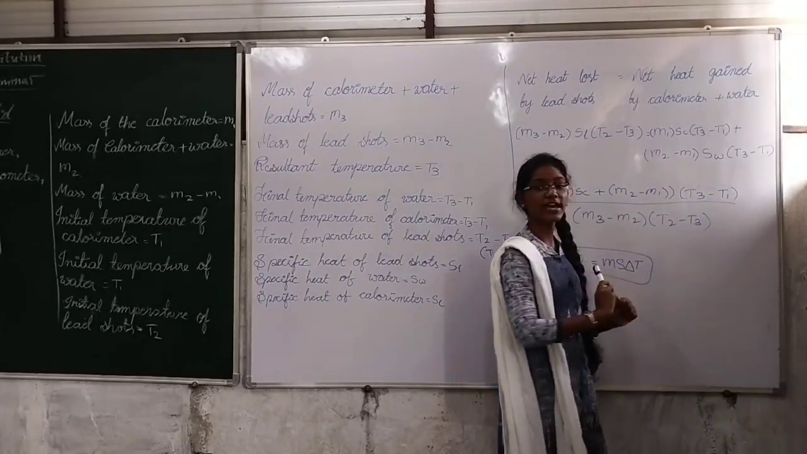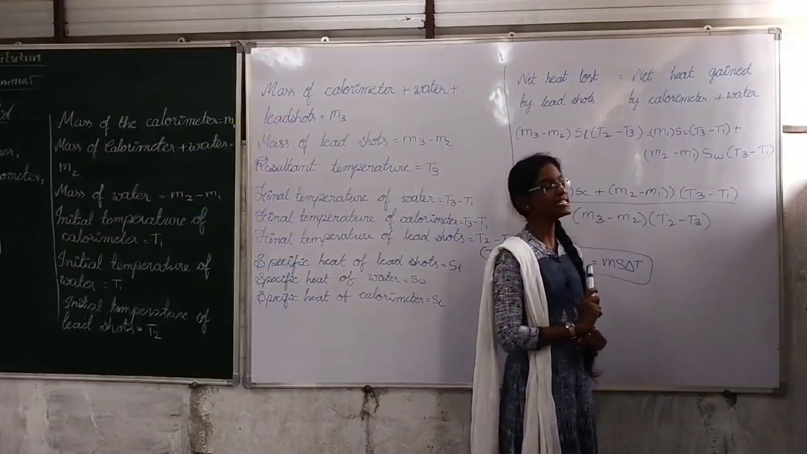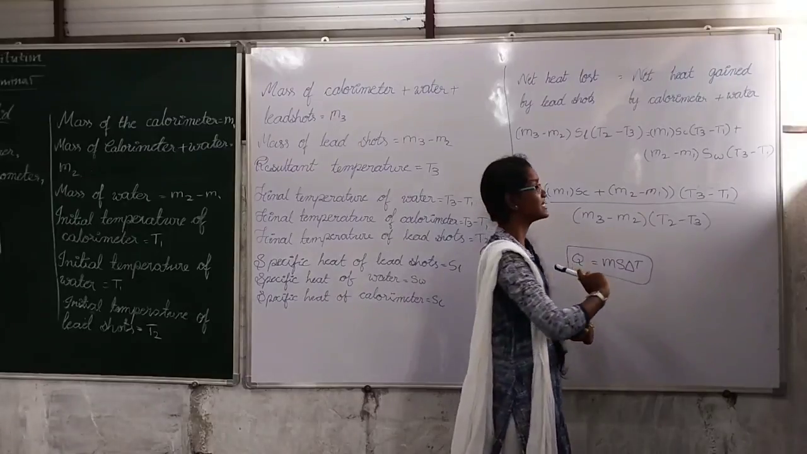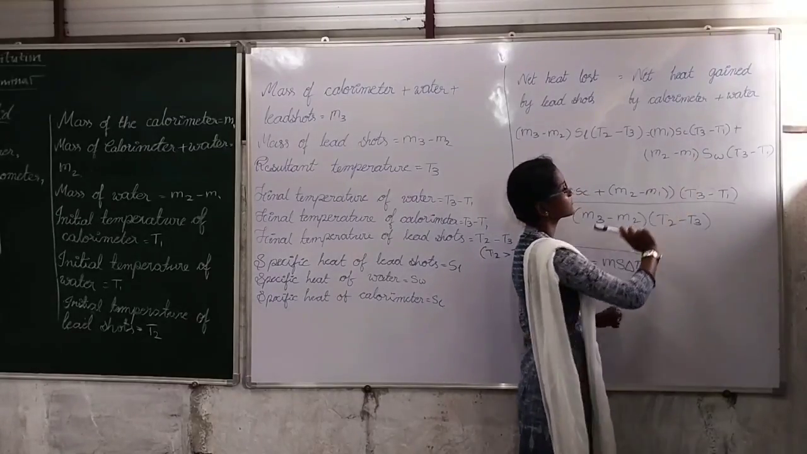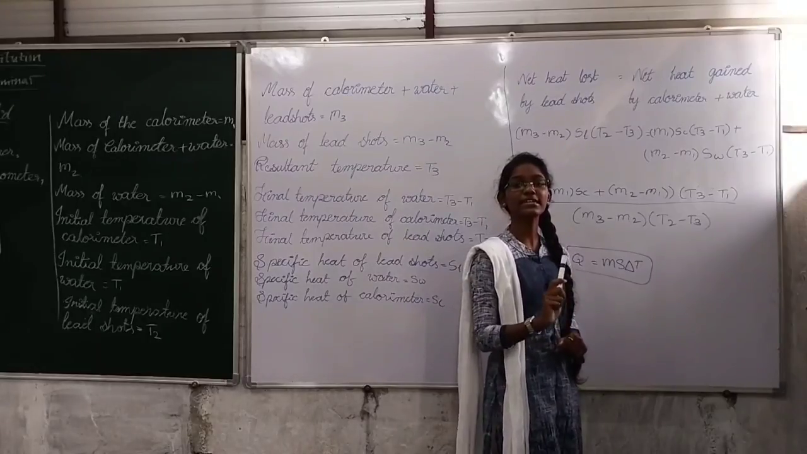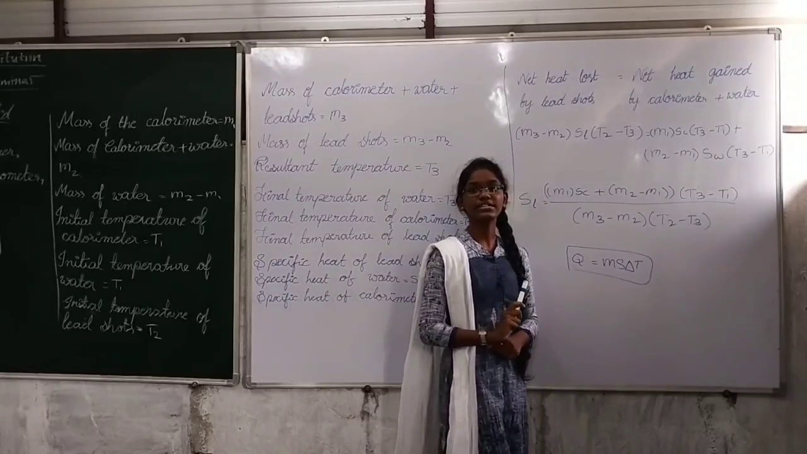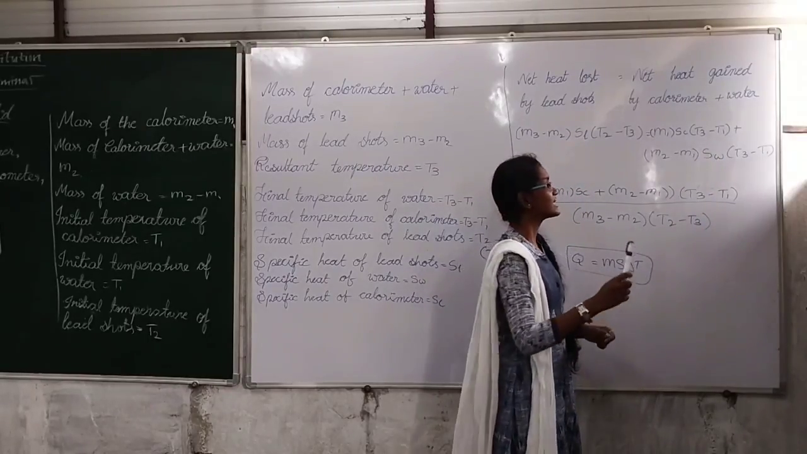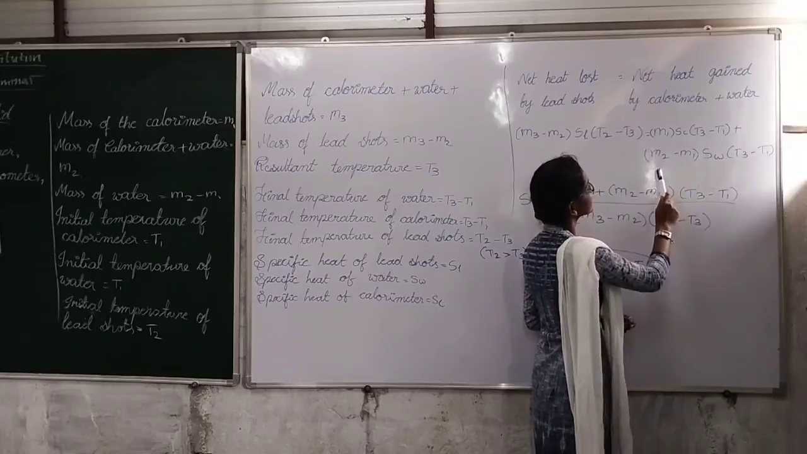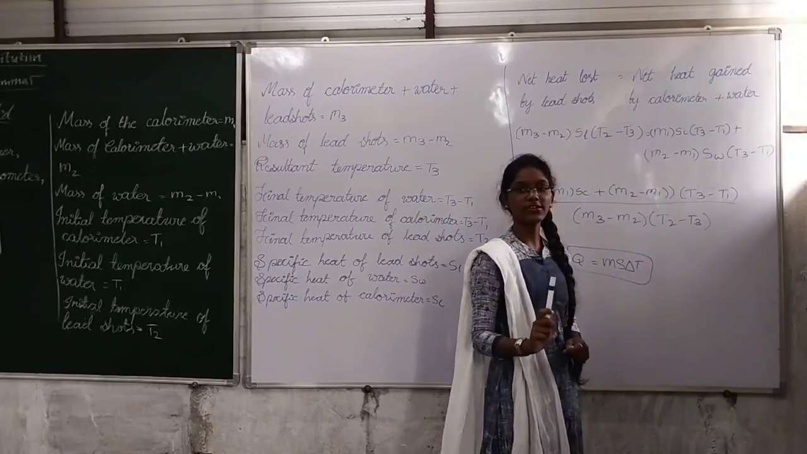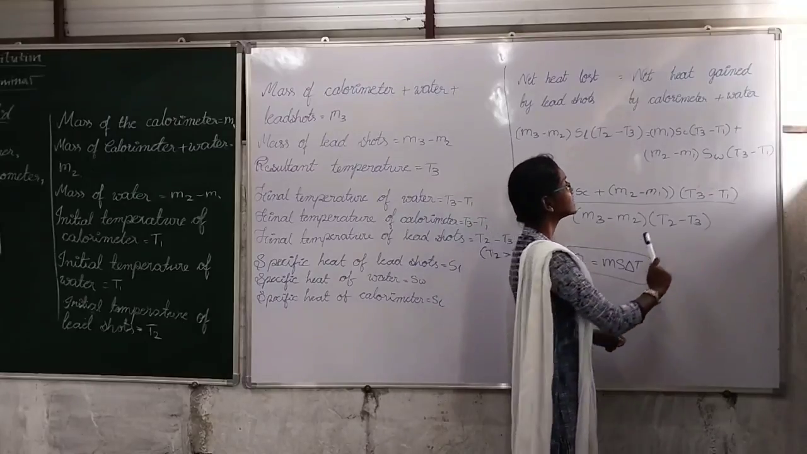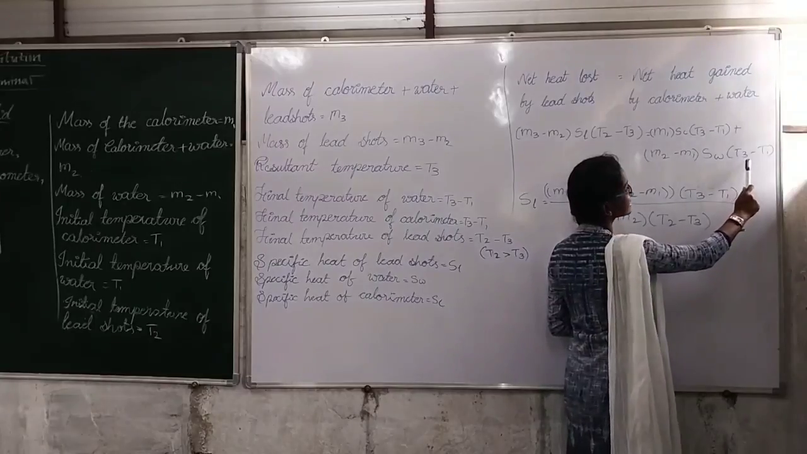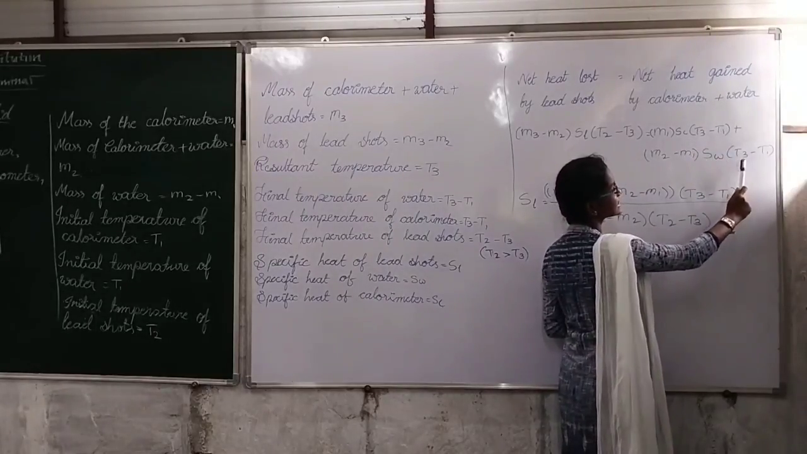What is the mass of the calorimeter? The mass of the calorimeter is M1, and the specific heat of the calorimeter is SC. T3 minus T1 is the change in temperature of the calorimeter. Plus, the water has also gained heat, so the mass of water is M2 minus M1, the specific heat of water is SW, and the change in temperature is the same as the calorimeter, that is T3 minus T1.